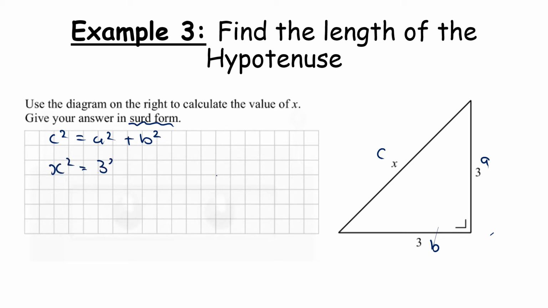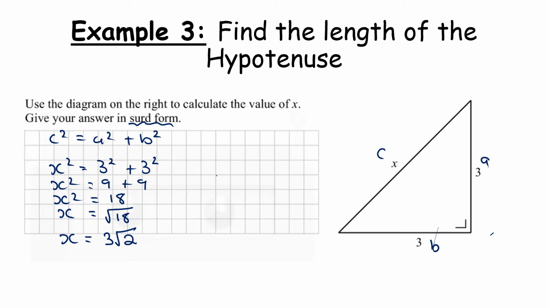I then write down my formula, which is c squared equals a squared plus b squared, so x squared is equal to 3 squared plus 3 squared. x squared is equal to 9 plus 9. x squared is equal to 18. x is equal to the square root of 18. Although the square root of 18 is in surd form, it's not in the simplest surd form. So we can simplify that even more and we get 3 root 2.